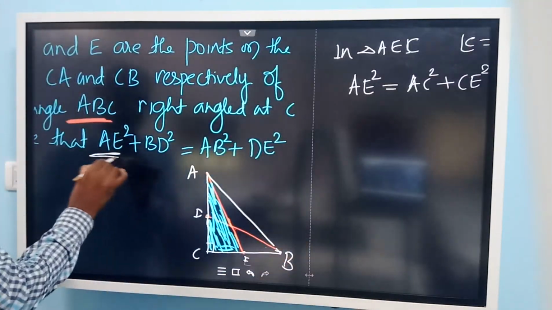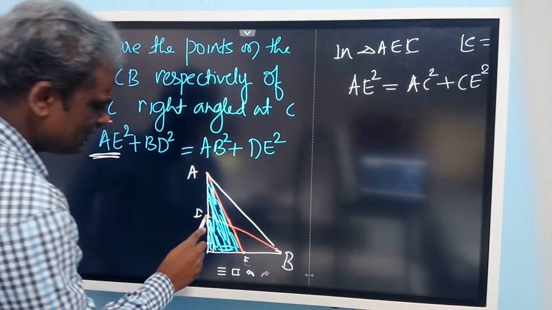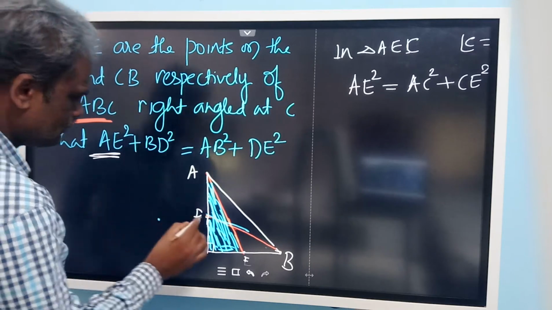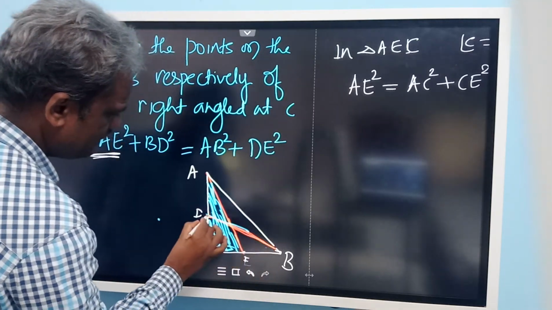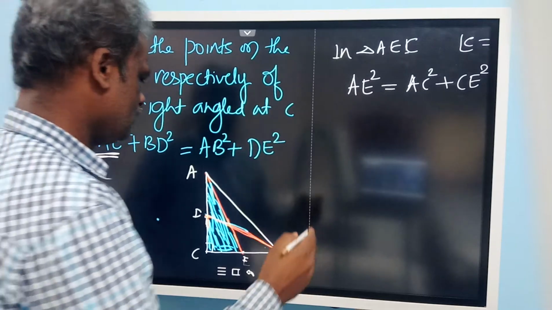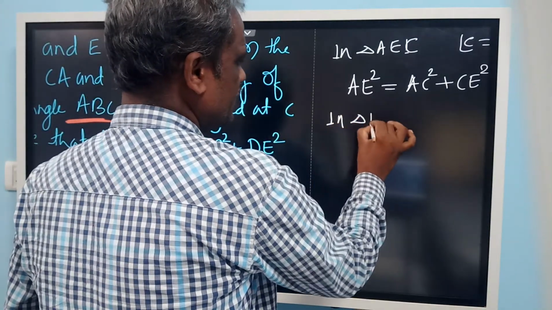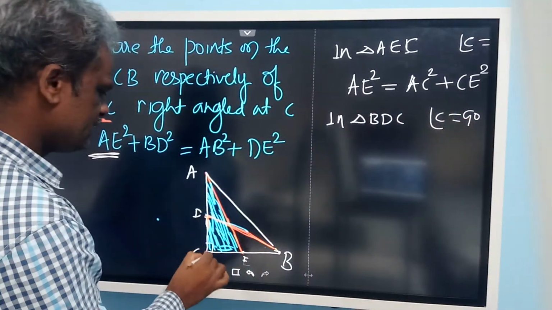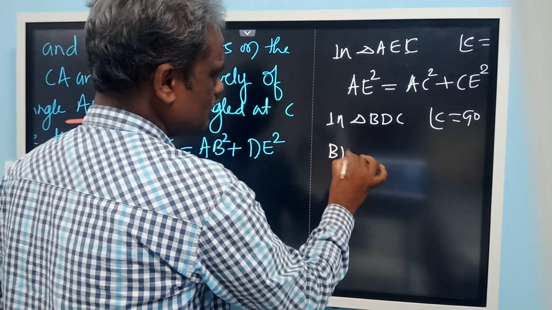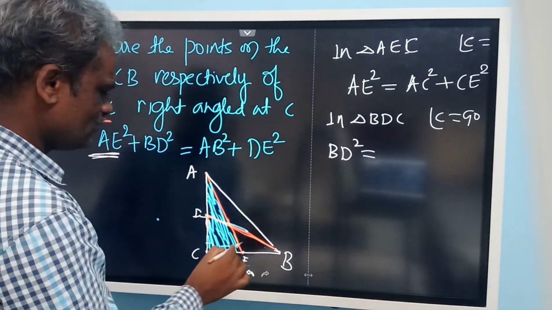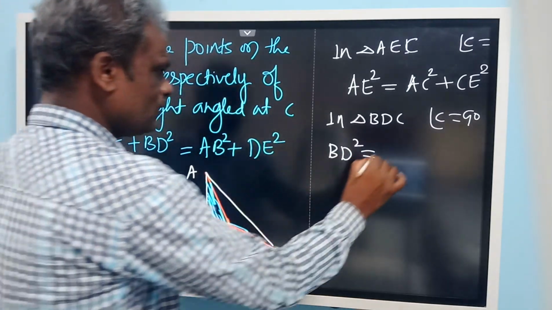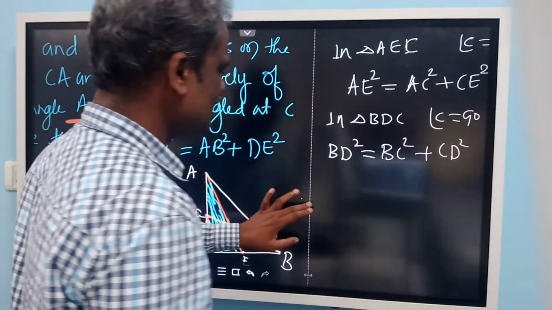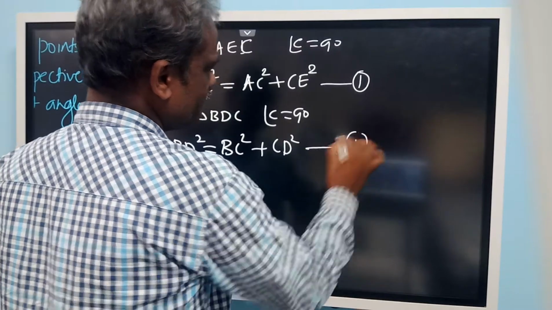Similarly, this is over. Let us come to the BD. BD is in this triangle. So BD square in triangle BDC. In triangle BDC, angle C is 90 degrees. So BD square is equal to, look at the diagram, BC square plus CD square. We call this as equation 2.